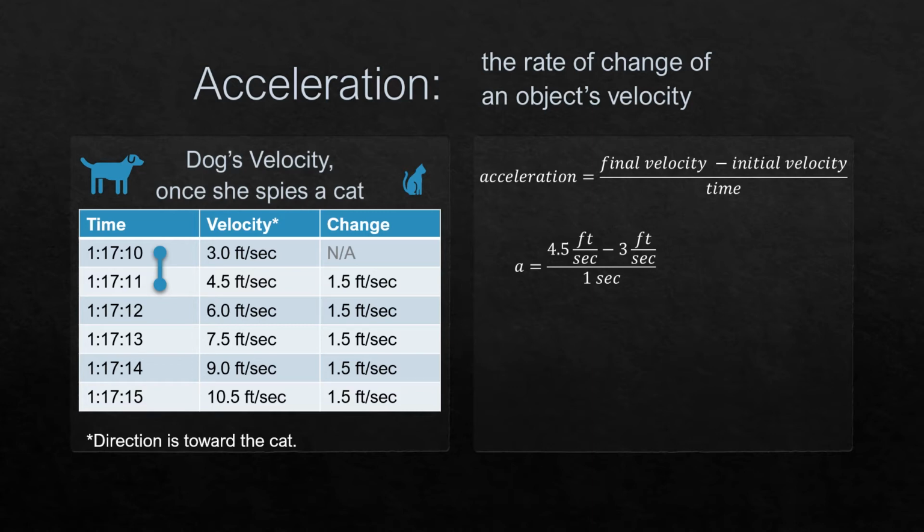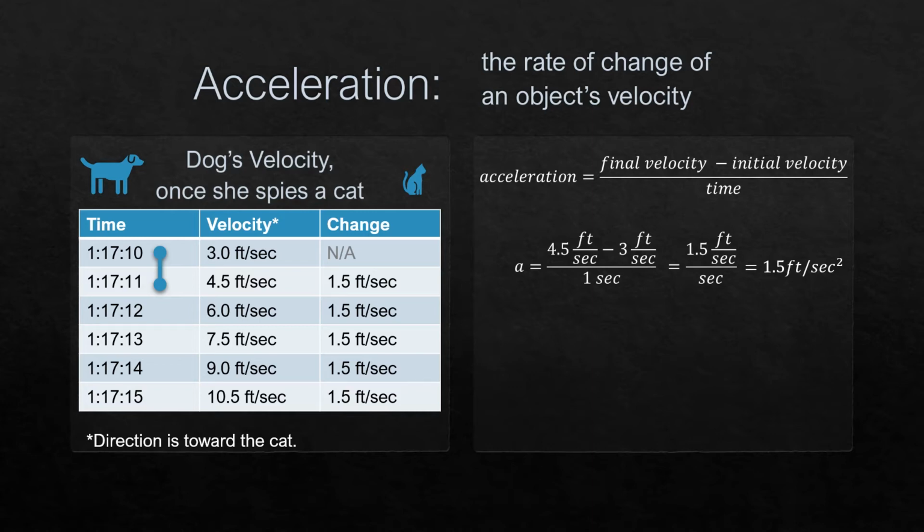How about time? Well, you started at 1:17 and 10 seconds and ended at 1:17 and 11 seconds, so that's 1 second. Now do the math. 4.5 minus 3 is 1.5 feet per second. 1.5 divided by 1 is 1.5. So that's a change of 1.5 feet per second for every second. 1.5 feet per second is the same as 1.5 feet per second squared. I'll explain that in just a minute, but I want to use our equation for one more interval first.